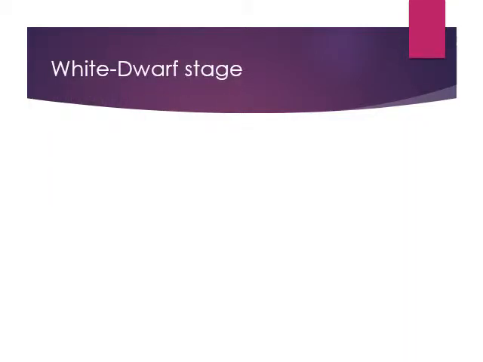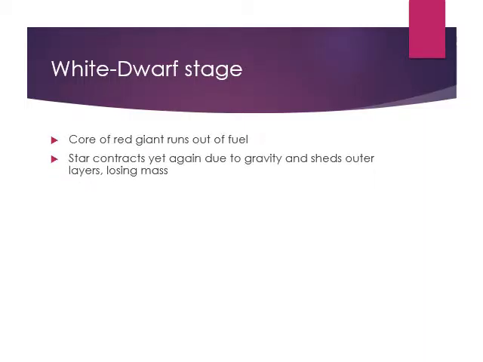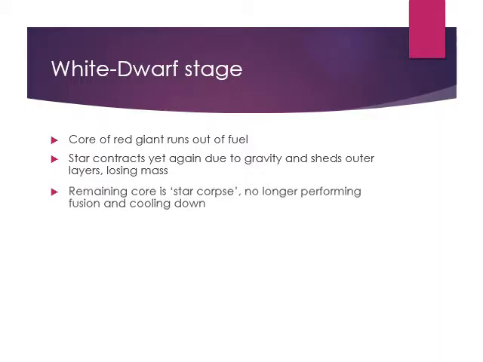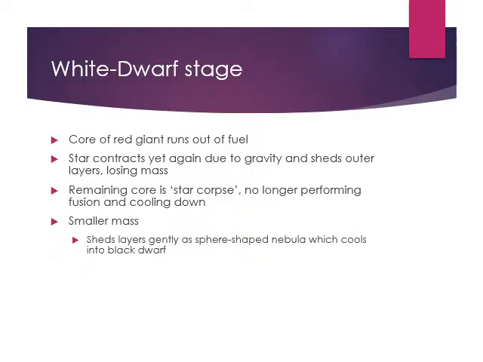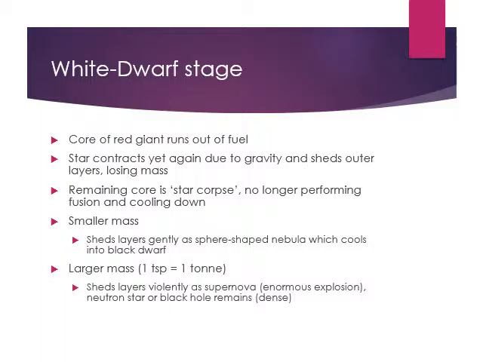This will be followed by the white dwarf stage. The core of the red giant runs out of fuel. The star contracts yet again due to its gravity, and it sheds the outer layers, losing mass. The remaining core is a star corpse, no longer performing fusion and cooling down. If it has a smaller mass, it sheds layers gently as a sphere-shaped nebula, which cools into a black dwarf. If it has a larger mass, one teaspoon of it will equal one ton. It sheds layers violently as a supernova, an enormous explosion, and it may become a neutron star or black hole.